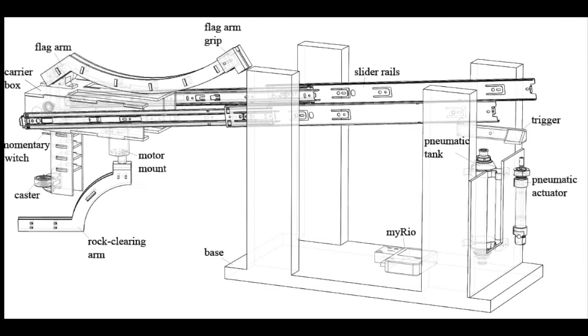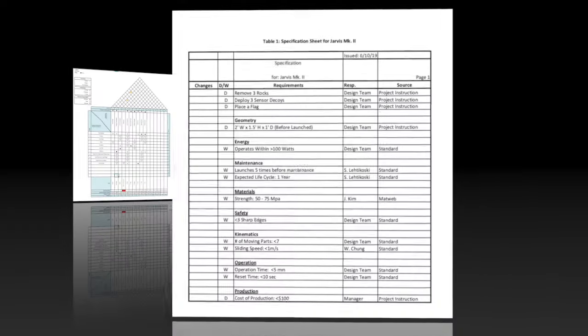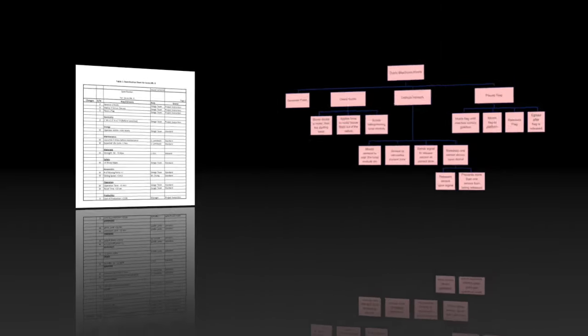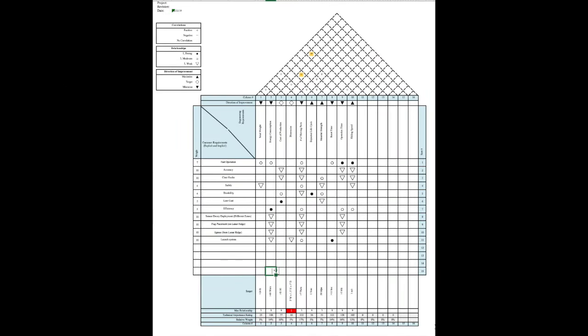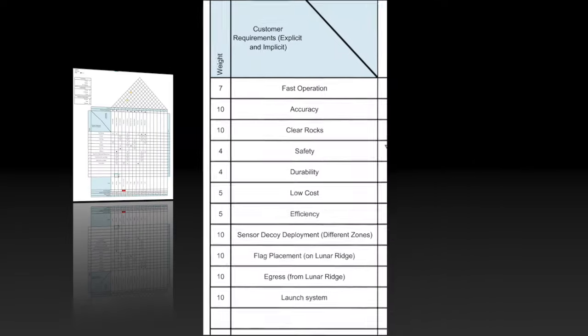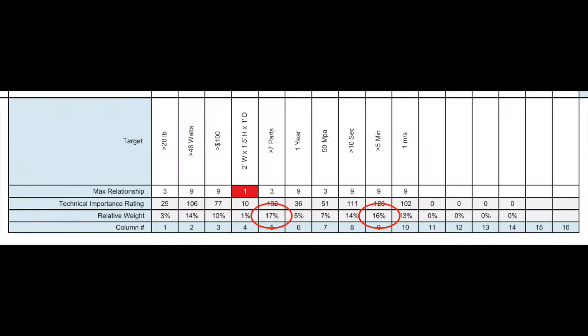Engineering design tools were utilized to create different solutions for each problem, such as a house of quality, specification sheet, function tree, and morphological chart. Engineering design principles were used, such as a house of quality shown here. As per Tony Stark's requirements of the team, Jarvis Mark II must be fast operating, accurate, consistent, safe, durable, low cost, and efficient on his moon exploration mission.